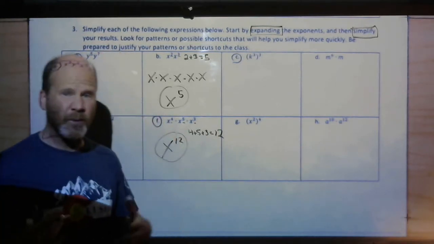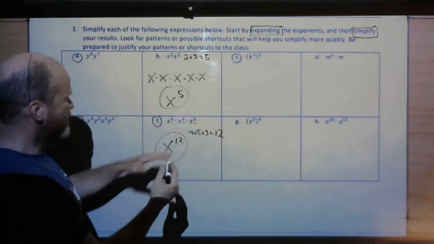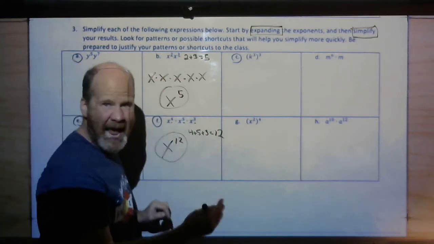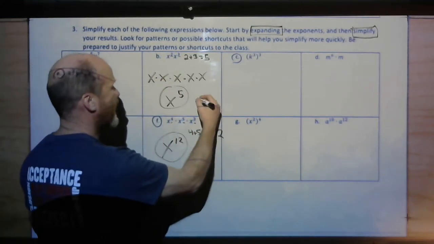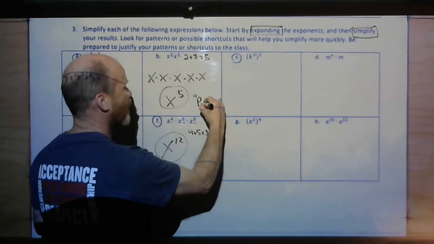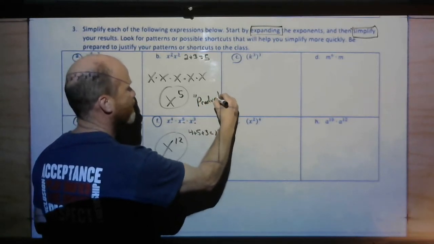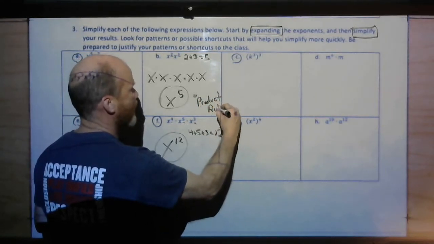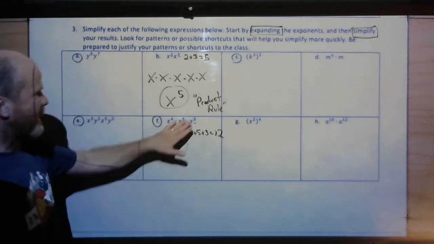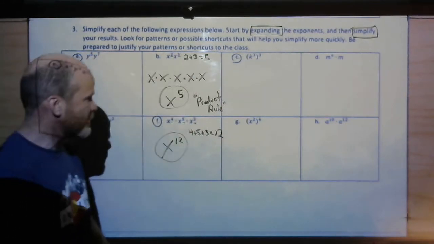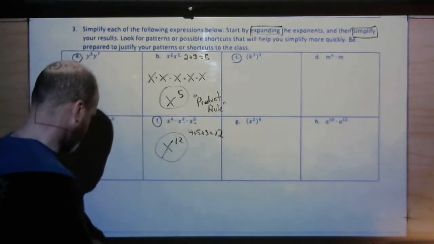Okay, so that's what we're looking at. We're starting to see this pattern where I can just add my exponents, and that is what we're going to call the product rule. For both of these right here, I can just go ahead and add the exponents.